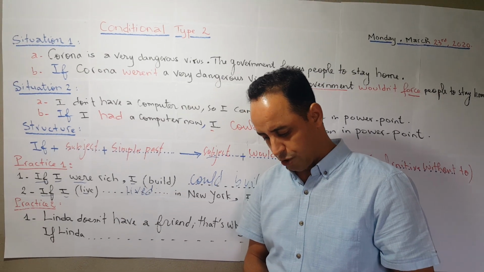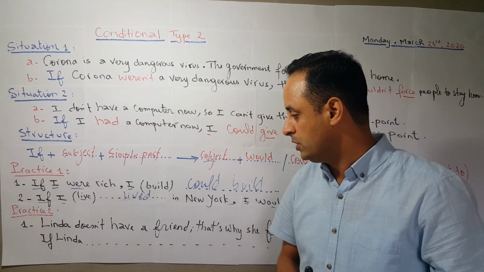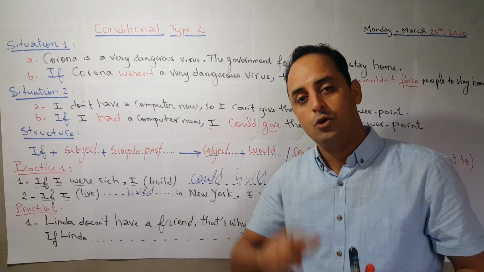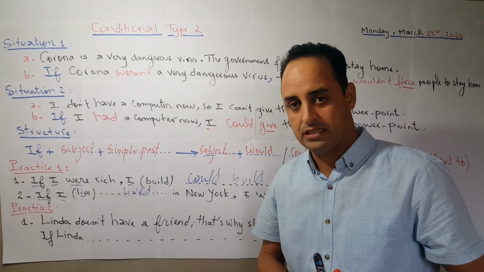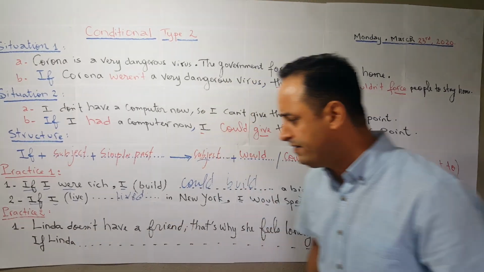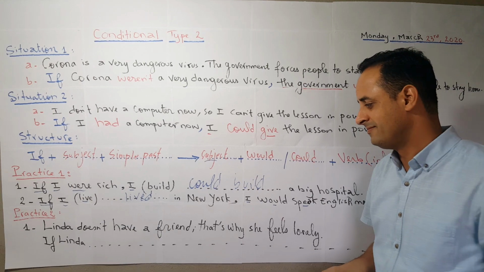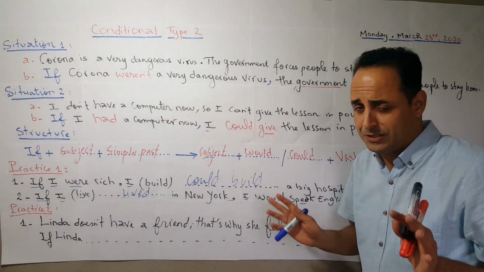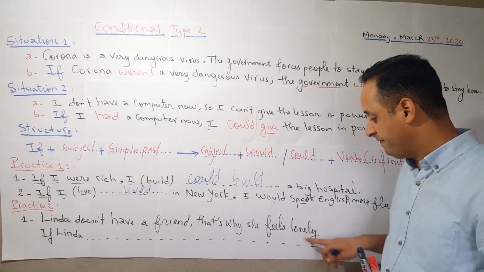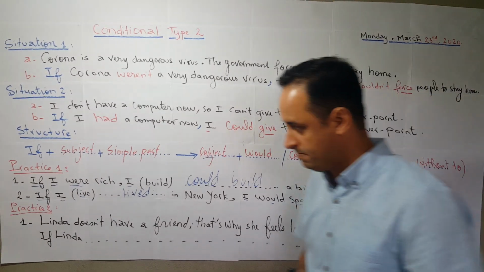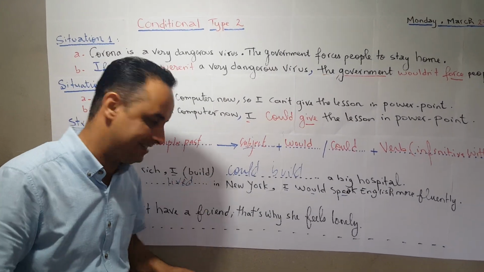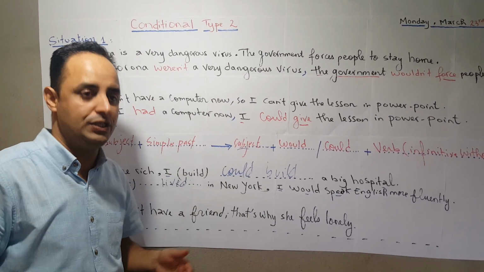In the second situation, you might be asked to rewrite, this is the instruction we give in the exam, "Rewrite the following sentence beginning with the words given." Read the situation. Linda doesn't have a friend. Maybe a boyfriend, maybe just a friend, okay. We don't care anyway. That's why she feels lonely. That's her real situation in the present. She does not have a friend and she feels lonely.